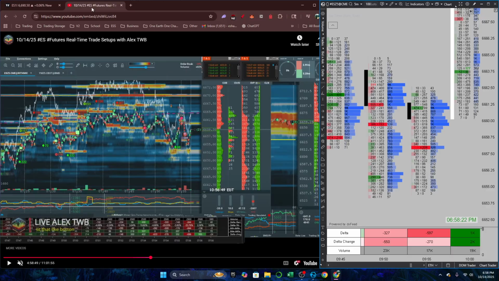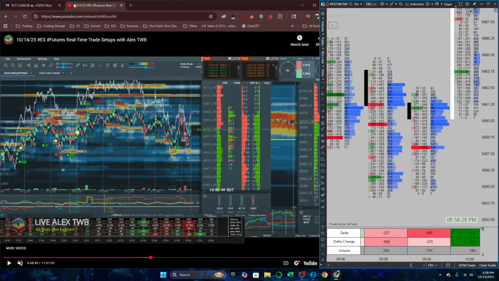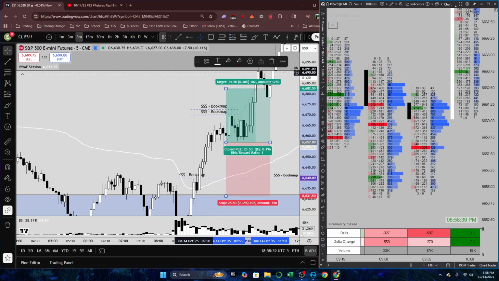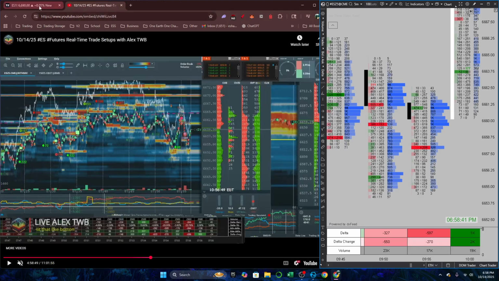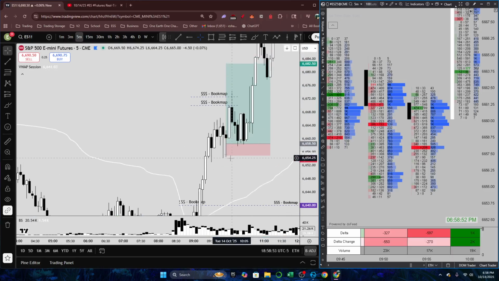Realistically, what I would have liked to do around the 6655, 6656 region, right? Over here, where is that? 9:56. Right here. What I would have liked to do was enter around 6657, or perhaps even 6658 or 9, and place my stop loss below 6655, which would have got hit, of course.